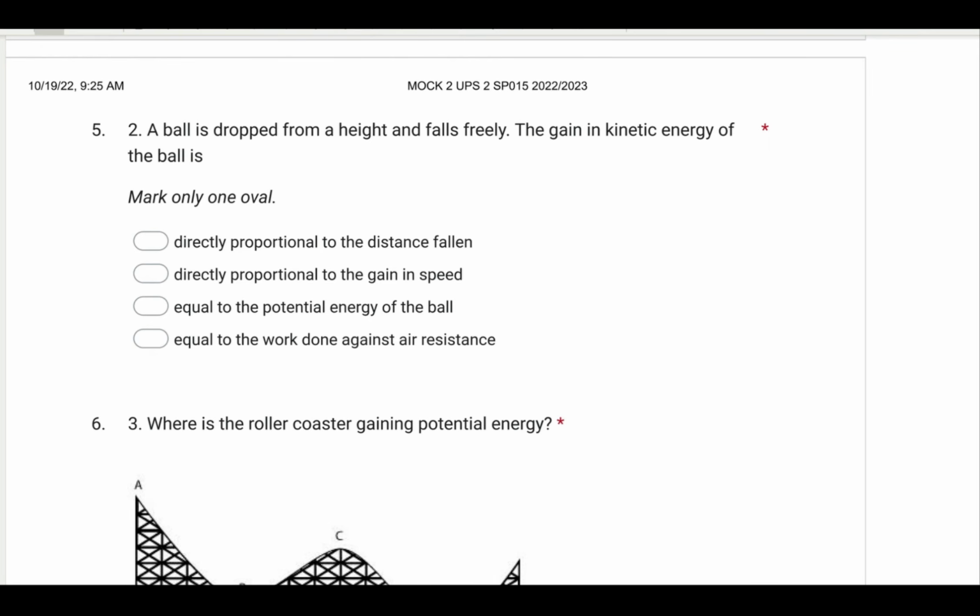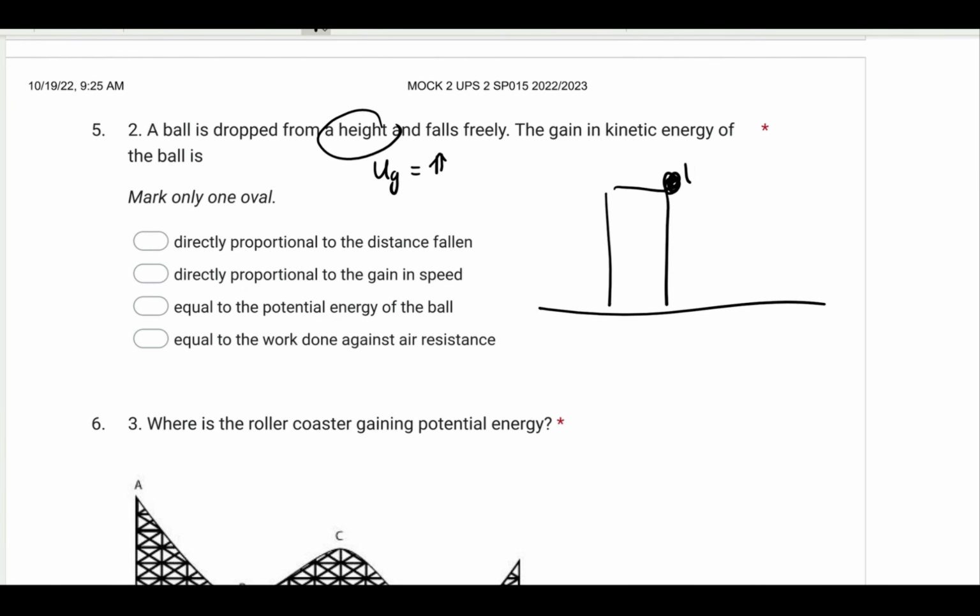Number 2, a ball is dropped from a height and falls freely. Okay, the gain in kinetic energy of the ball is, okay, maknanya kalau masa dekat atas tadi dia mesti ada gravitational potential energy yang besar, kan? Tapi bila dia jatuh ke bawah, sekejap saya lukis. Macam ni kan? Okay, masa dekat atas ni, mungkin dia punya UG dia 1000 joule. Okay, masa dia dekat bawah ni pula, mungkin UG dia dah kurang lah sebab height dia dah berkurang. So mungkin dekat sini 800 joule. Mana lagi 200 joule? Okay, that means kinetic energy is equal to 200 joule.